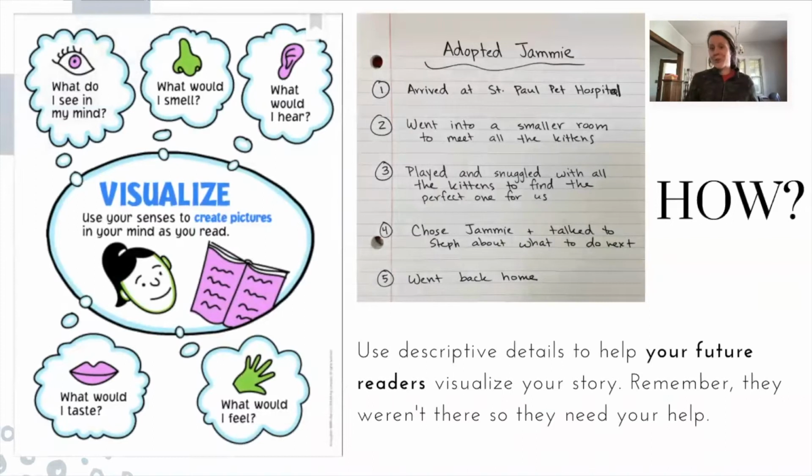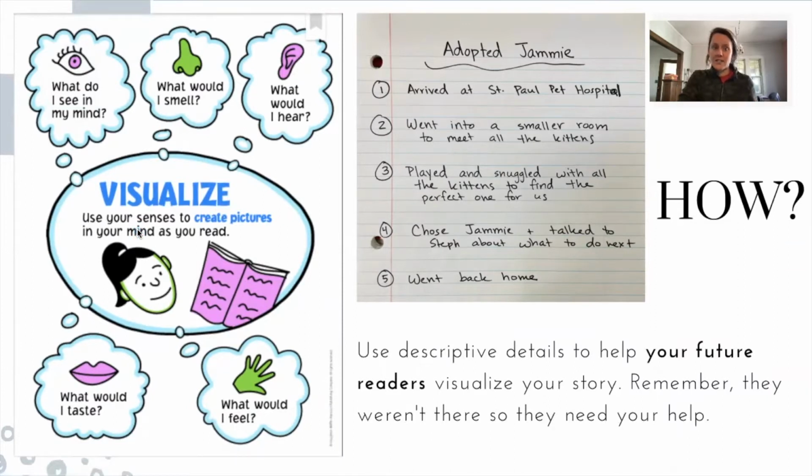But how do you turn an outline into a story with a bunch of paragraphs? Here's how. You want to use descriptive details to help your future readers, whoever's going to be reading your story when you finish, visualize your story. Remember, they weren't there, so they need your help to picture what's going on. Here are some different ways that you can help them visualize.